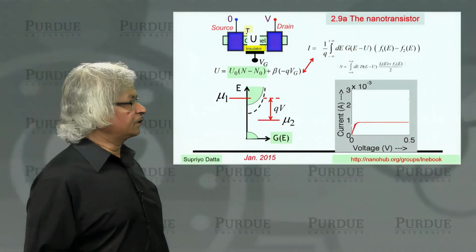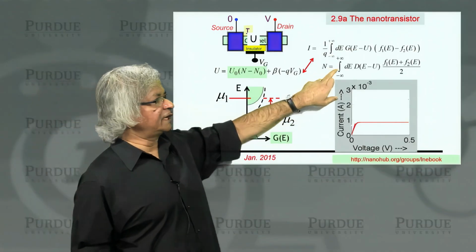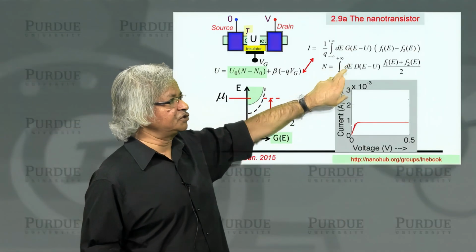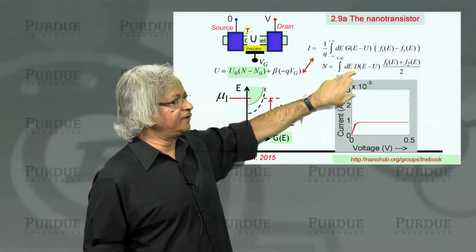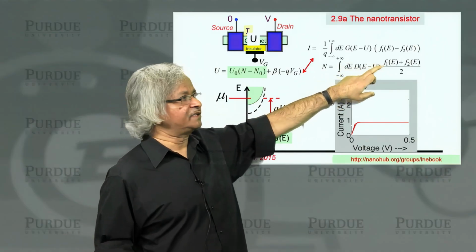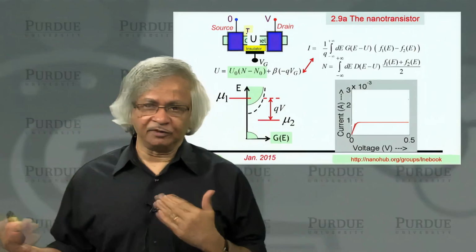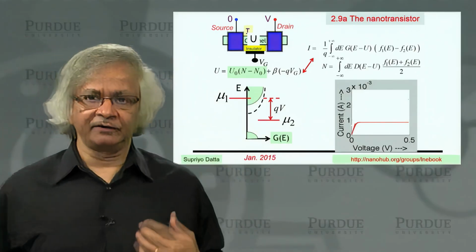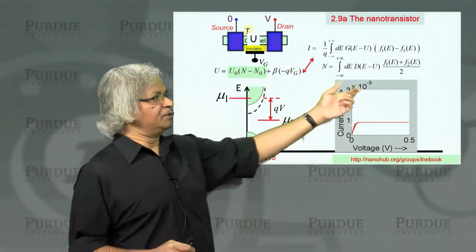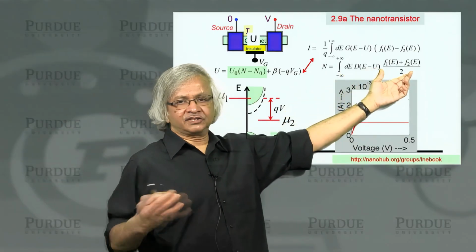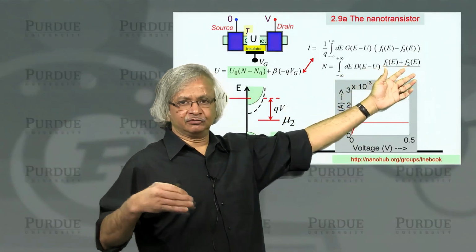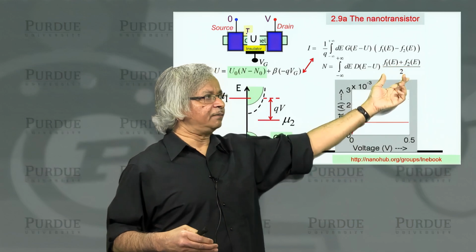And what about the number of electrons? How do you calculate that? Well, number of electrons is usually calculated by integrating the density of states times the Fermi function. Now this is out of equilibrium, so you have two Fermi functions, one in the left contact, one in the right contact. And you assume the occupation of the states would be like the average of the two, F1 plus F2 divided by 2.